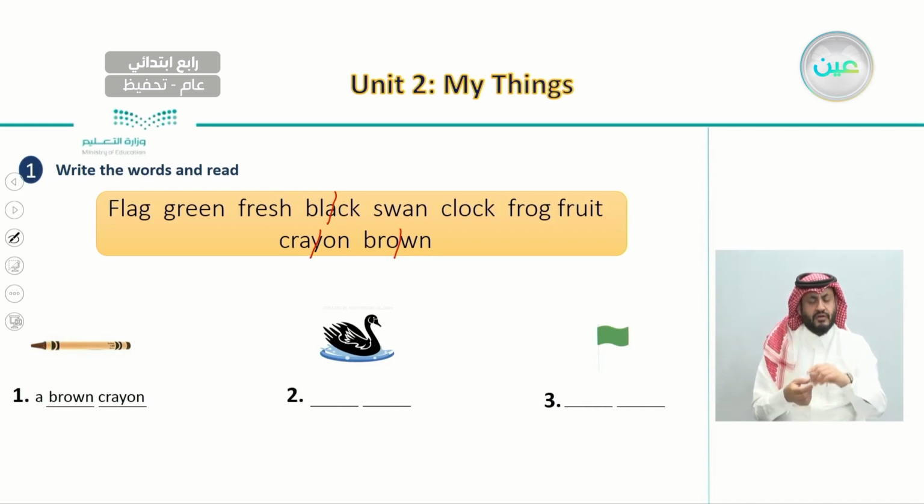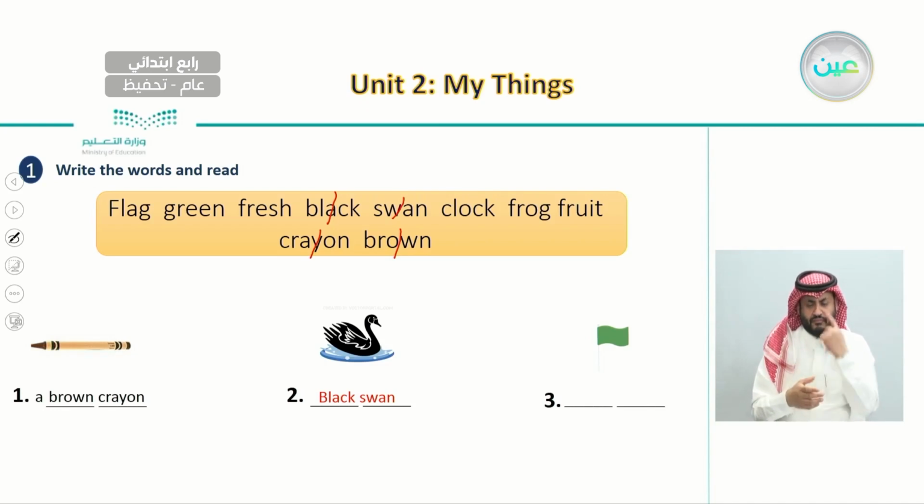Can we call it black flag or black fresh or black swan or black frog? Of course, it is a black swan, black swan. So here we go, and we cross also the word swan. Now this will leave us with only 6 remaining words.